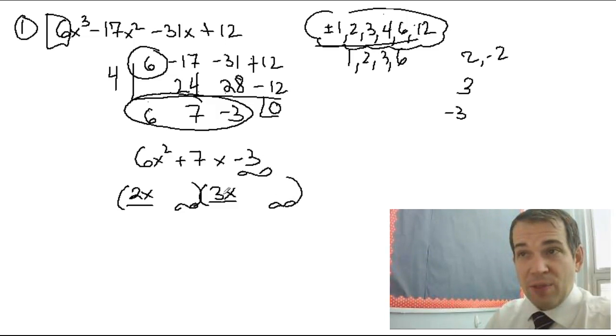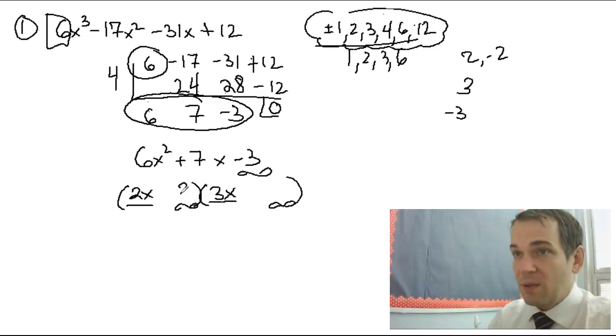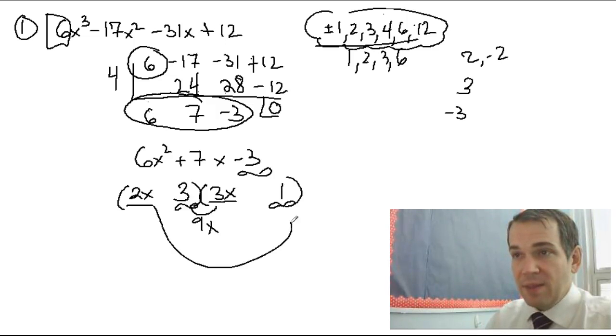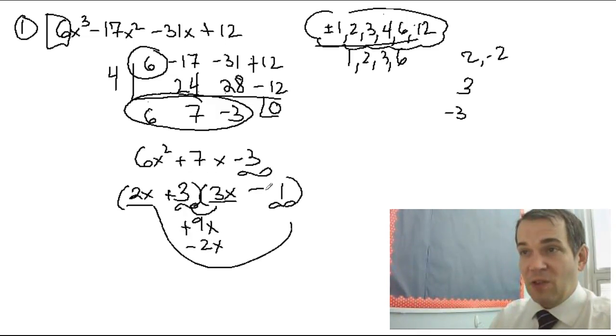I am not going to put the 3 with this 3 because it won't be a common factor. So if the 6 is in fact 2 and 3, it'll be a 3 here and a 1 here. This would give me 9x. This would give me 2x. If these had opposite signs and this were positive and that were negative, I would get the positive 7 that I want. So this is the factorization here.